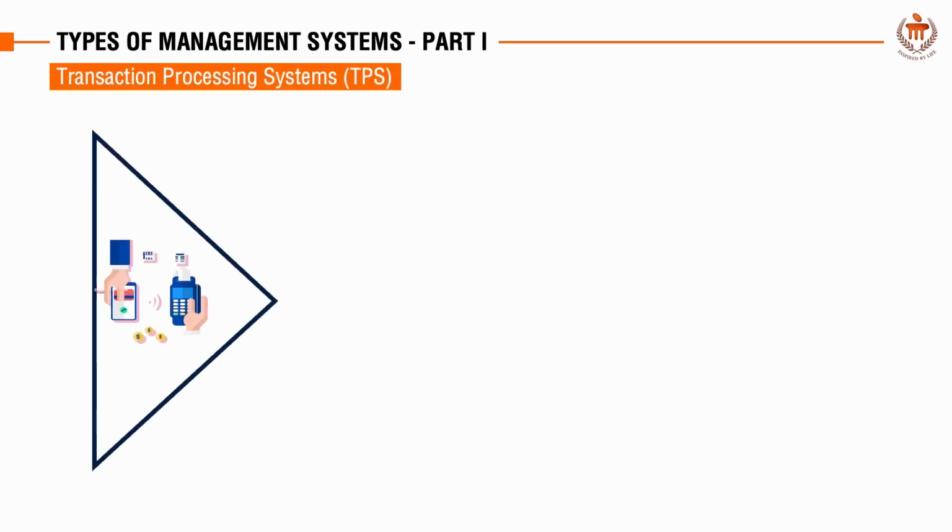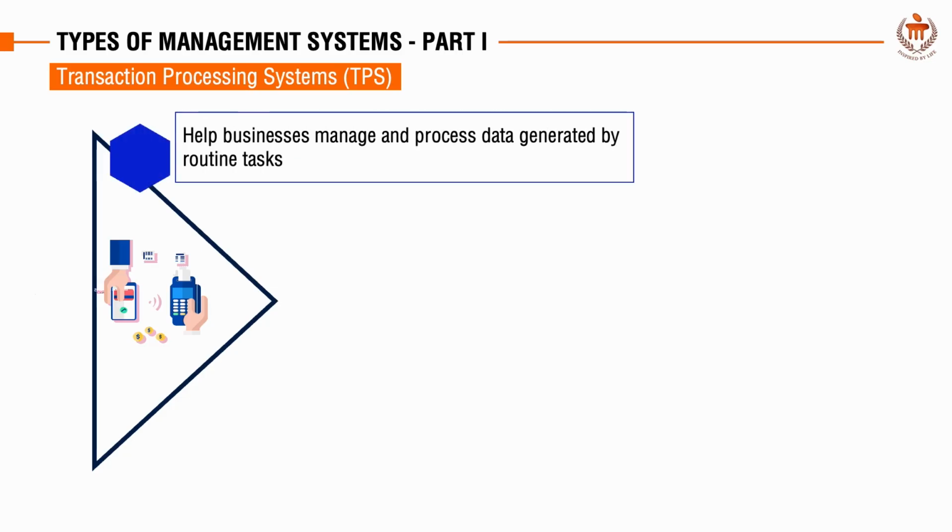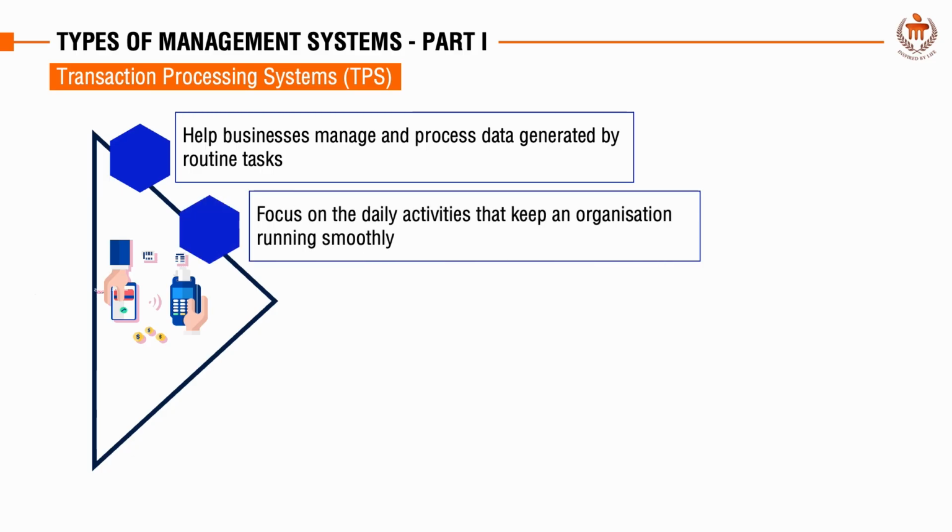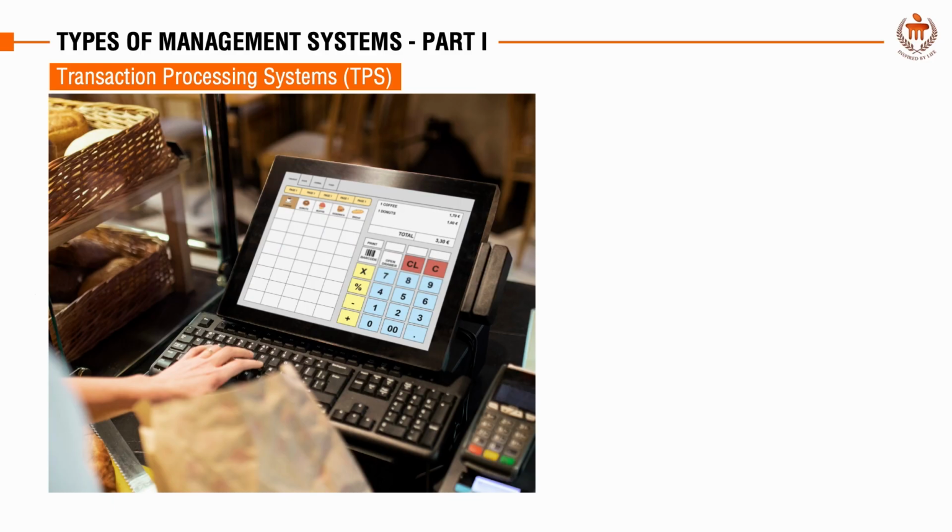First, let's start with the transaction processing system, TPS. Transaction processing systems, TPS, are designed to help businesses manage and process data generated by routine tasks. These systems focus on the daily activities that keep an organization running smoothly, like order processing, inventory management, payroll, and customer billing. Imagine a busy store.